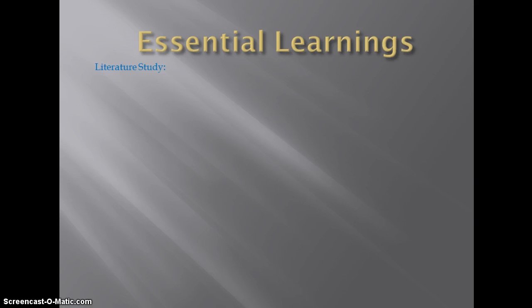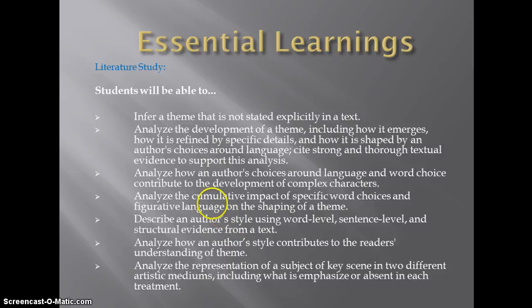The second area of learnings that you'll have is in literature study. And in this literature study, the most important thing you'll be doing is inferring a theme that's not stated in the text. We're going to be figuring out what is the message that is ultimately the worth of reading this play, and how is that communicated through the author's choice of details and language, specific word choice, and the author's style. What is the author trying to communicate through the style that contributes to this theme? And you'll be doing a theme essay at the end of our unit.